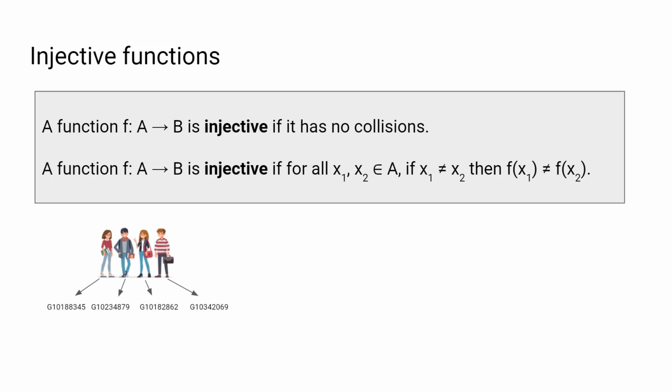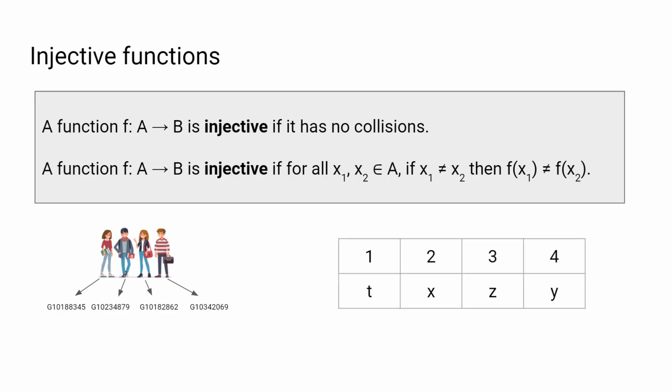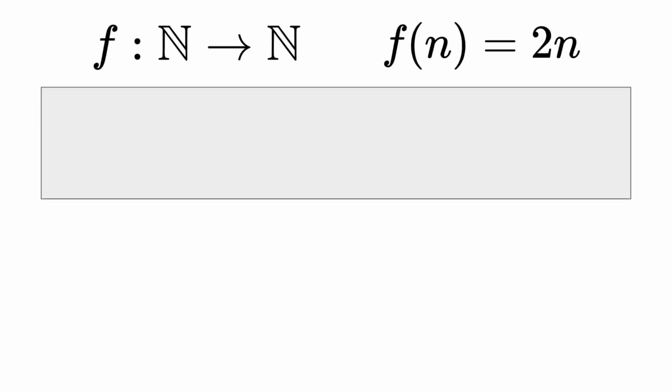The ID number function is, we hope, injective. Again, because if you take any two different people and plug them into this function, you should get two different ID numbers. This function, given as a table from the set 1, 2, 3, 4 to the set x, y, z, t, is also injective because you can look at the table and see that no two different elements in 1, 2, 3, 4 map to the same element in x, y, z, t. The function f from the natural numbers to the natural numbers, given by the formula f of n equals 2n, is injective too. Why is this?